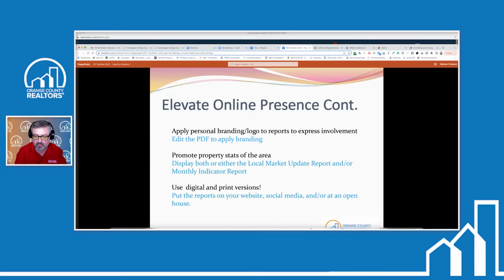Now, if you're an agent that loves diving into data, then you have another type of report under FastStats called the monthly indicator report. The monthly indicator report is a deep dive, a 20-year deep dive, 15-page report into all the stats. By the way, you can use this digitally or in print versions. So put these reports on your website, social media, hand them out at an open house, do whatever.